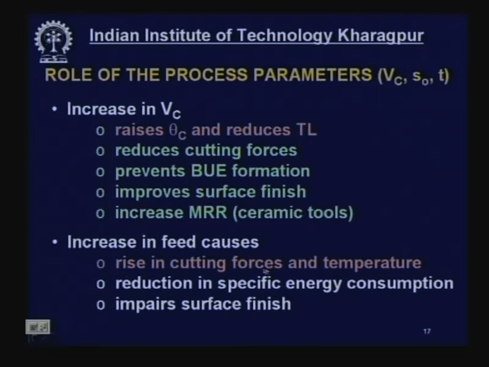Now, increase in feed also has two effects, detrimental and favorable. Detrimental: rise in cutting force and cutting temperature, impairs surface finish, but it helps reduce the specific energy consumption. Now, which one is predominant, that has to be identified, and accordingly it has to be decided whether feed has to be reduced at the expense of velocity, or it has to be increased, reducing cutting velocity. So, the velocity and feed should be judiciously decided, the apportionment.